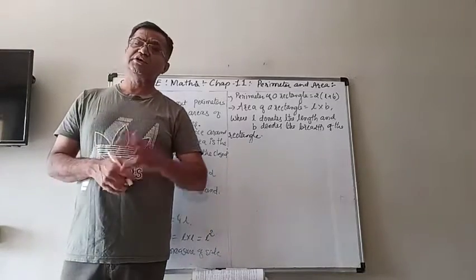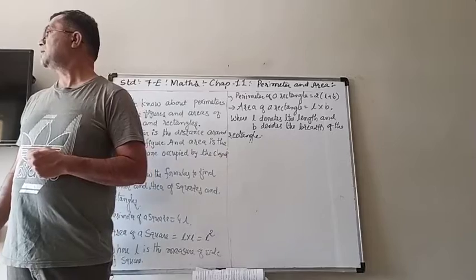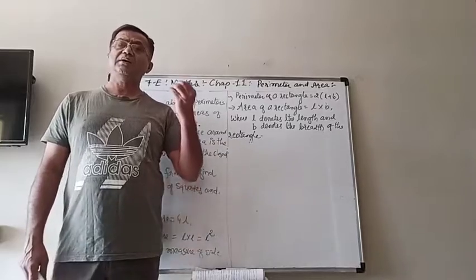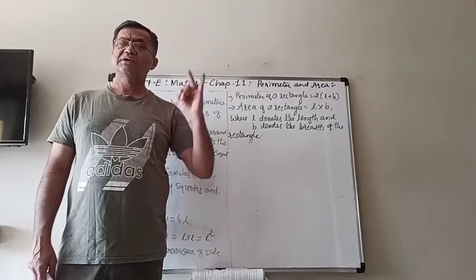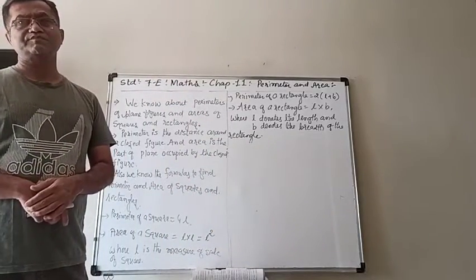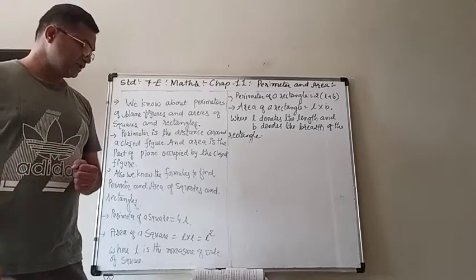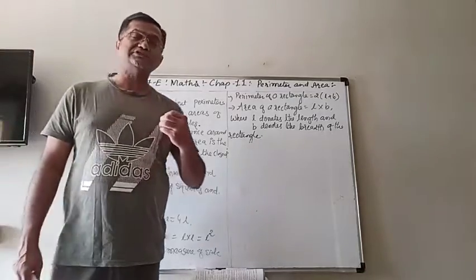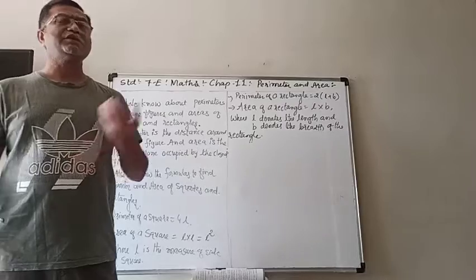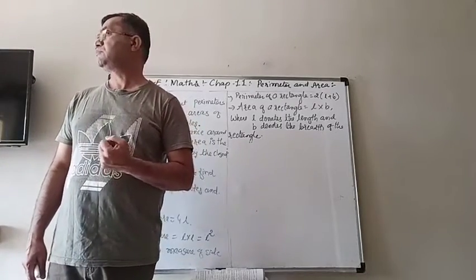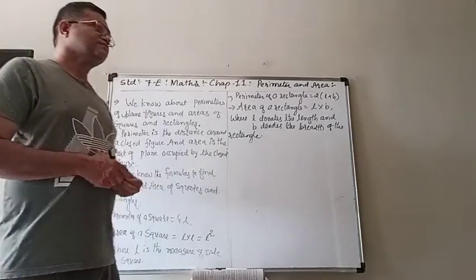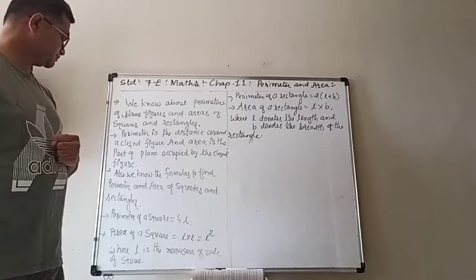So let us recall our memory, because we learned some formulas to find the perimeter and area of squares and rectangles in the previous standard. And later in this chapter we will learn some other formulas for different types of figures like a parallelogram or a trapezium, etc. So let us recall the formulas that we learned already.